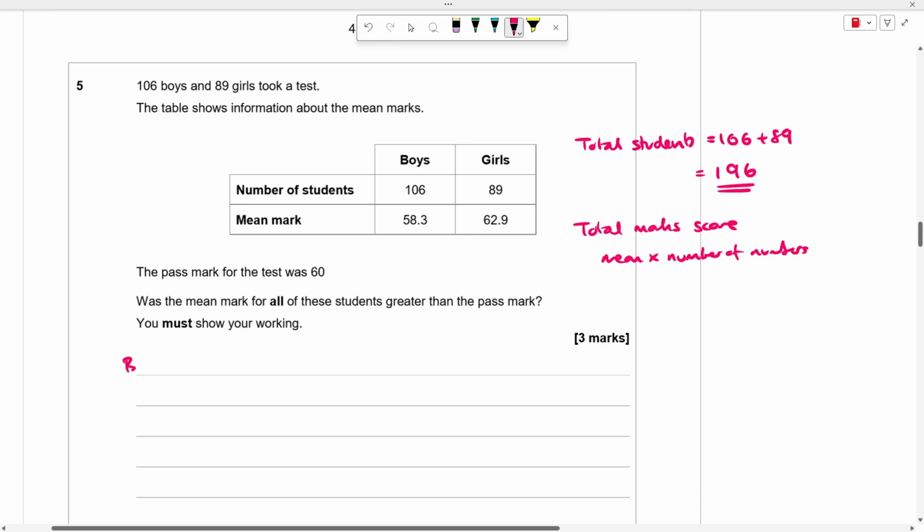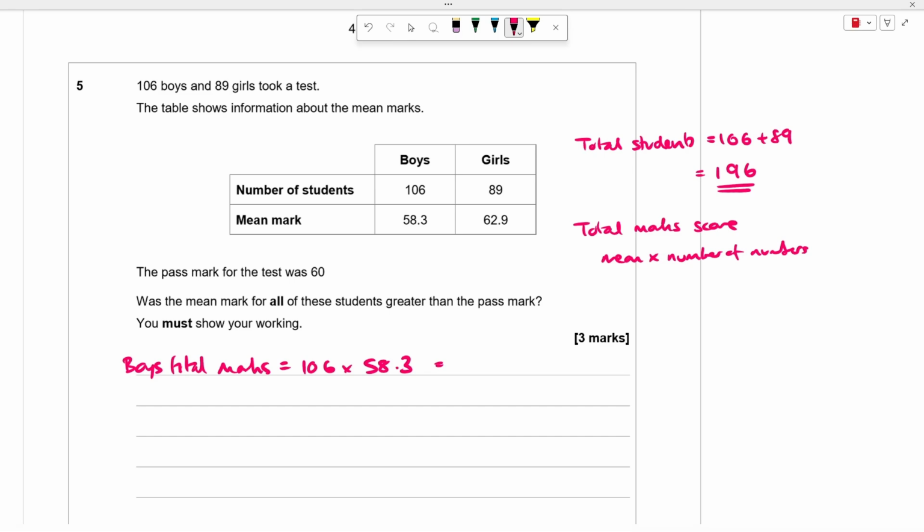So in terms of this, the boys' total marks are going to be 106 multiplied by 58.3. And if I type that into my calculator, 106 multiplied by 58.3, I get an answer of 6,179.8. Now don't worry too much about the 0.8, that's going to be due to some rounding, like the mean mark might have been rounded to 58.3, but at this moment in time, that's what we've got.